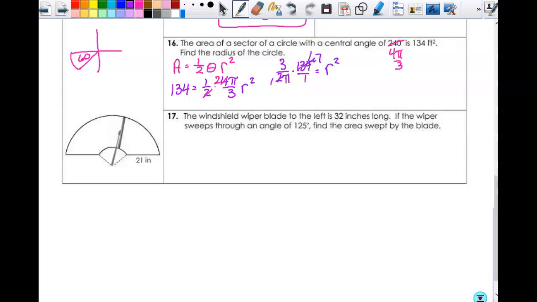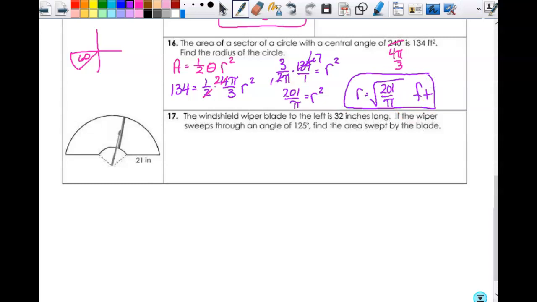So then in the numerator, I'm going to have 3 times 67, 201. So I get 201 over pi. That's equal to r squared. Then what do I need to do? Square root. So r is equal to the square root of 201 over pi. What are the units on this? Feet. And this is an exact answer, right? Because you didn't have a calculator. If you need the actual number, you type it in. That is your exact answer.